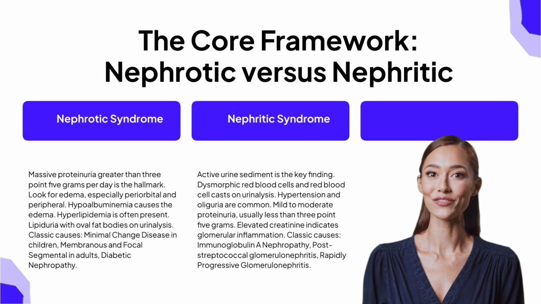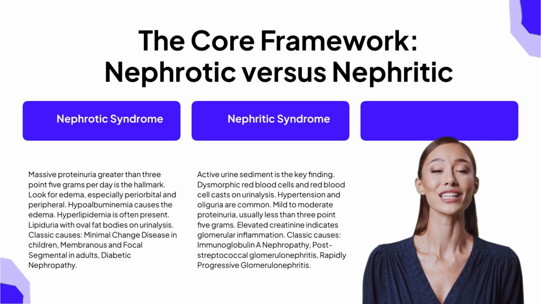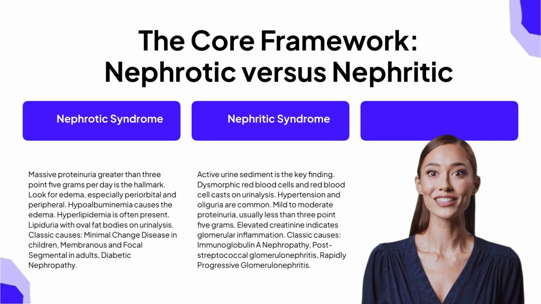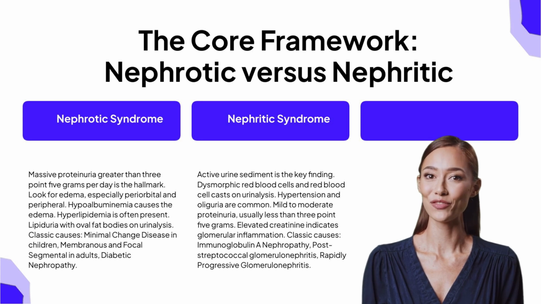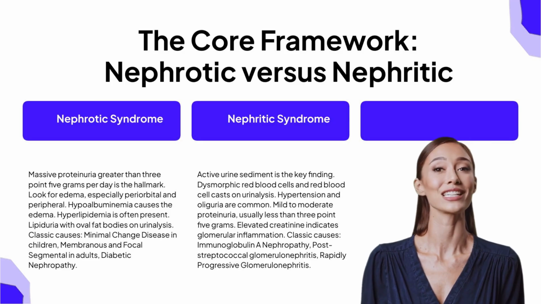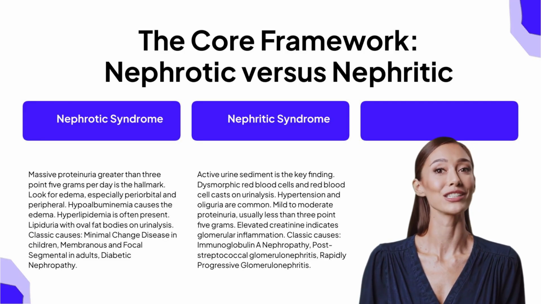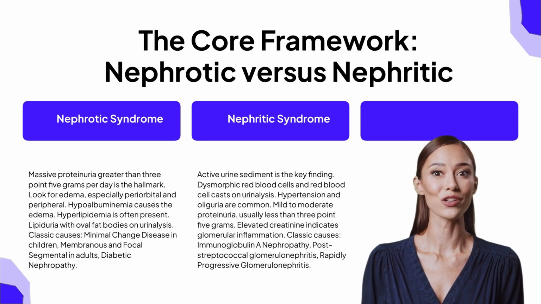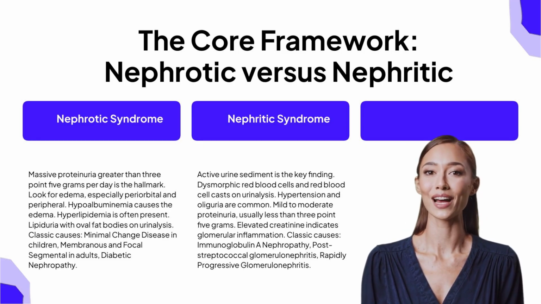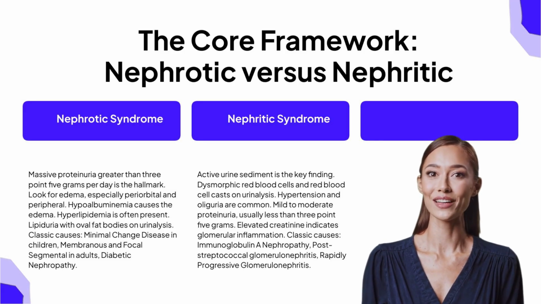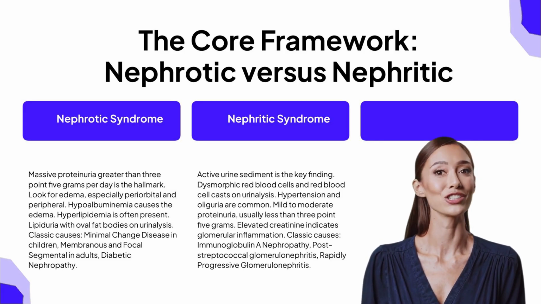This is your foundation for every glomerular question. Before looking at answer choices, ask yourself, is this nephrotic or nephritic? Nephrotic means massive protein loss, greater than 3.5 grams daily. Think edema, low albumin, and high lipids. The key urinalysis finding is protein without blood. Nephritic means inflammation. You will see red blood cell casts, which are pathognomonic for glomerular inflammation. Expect hypertension, some protein, and rising creatinine. Many questions hinge on this single distinction, so master it now.